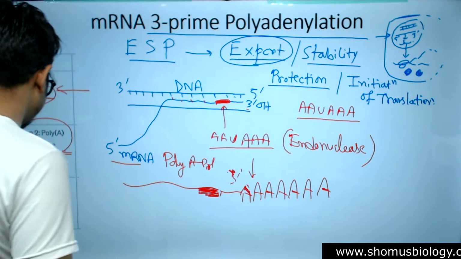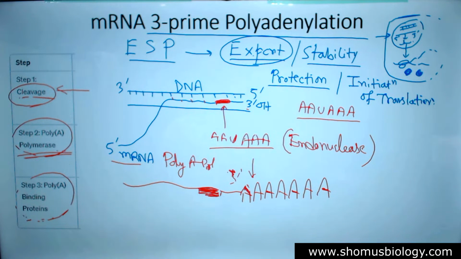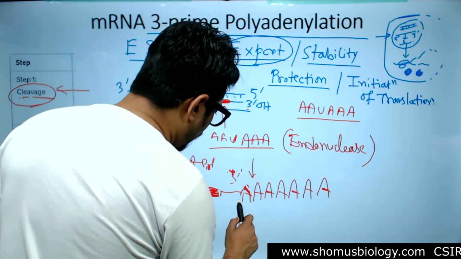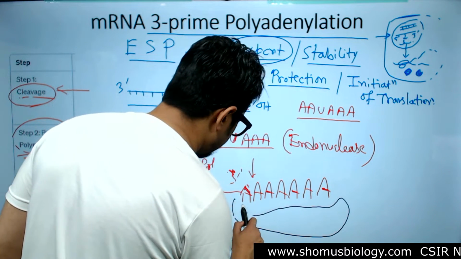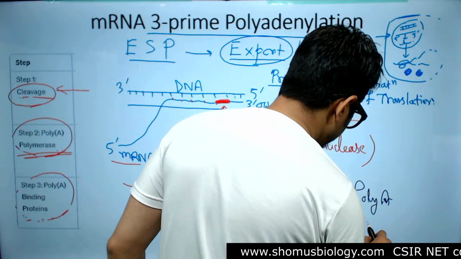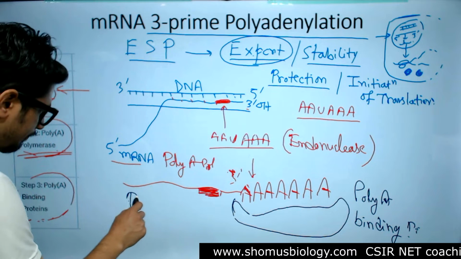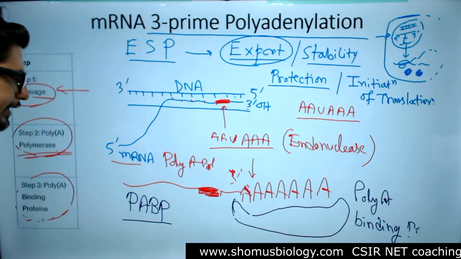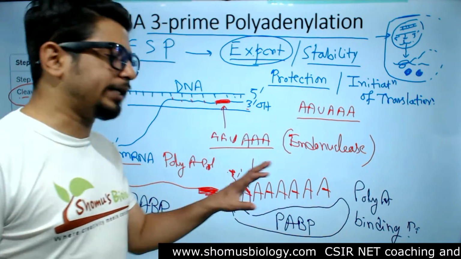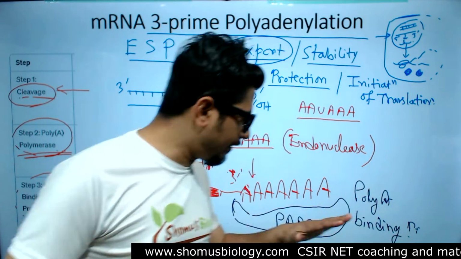Once the polyadenylation is done, the poly-A binding protein comes in. Okay, let me take a different color here again. The poly-A binding protein looks something like this. This is the poly-A binding protein, also known as PABP. This poly-A binding protein, or PABP, binds to it and protects the 3' polyadenylated structures, and that is kind of a conclusive step.